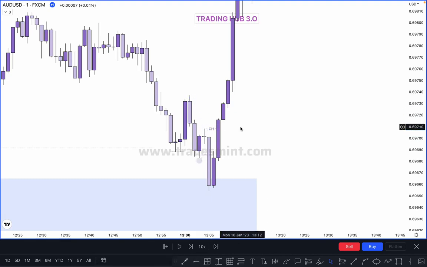Okay, and this one is our change of character, and look at this one. This low is broken, and the market closed below it in a bullish market. So what criteria should you follow before this buy?